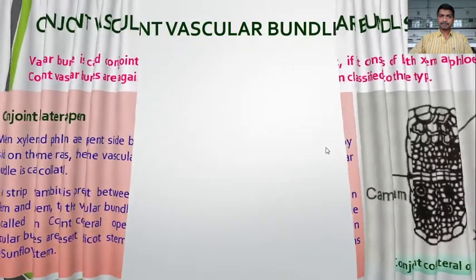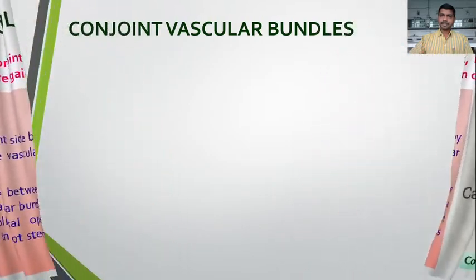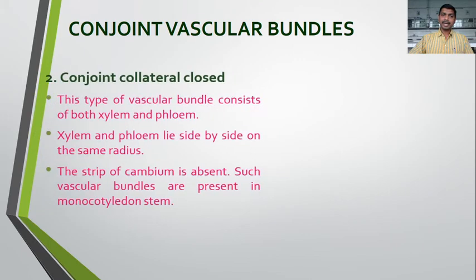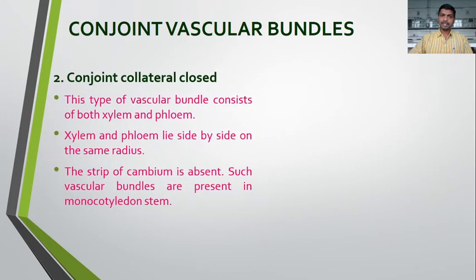Next type is the conjoined, collateral and closed type. Here closed means a cambium strip is absent, but other things are similar. This type of vascular bundle consists of both xylem and phloem, that is conjoined. The xylem and phloem lie side by side on the same radius, that is collateral. Closed means the strip of cambium is absent.